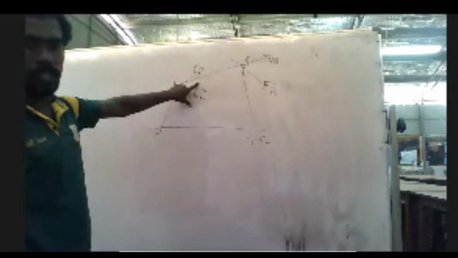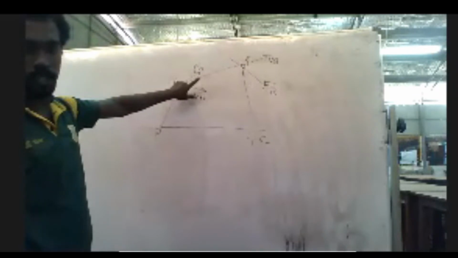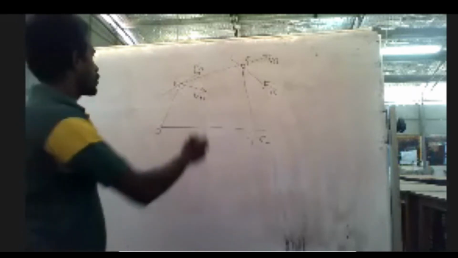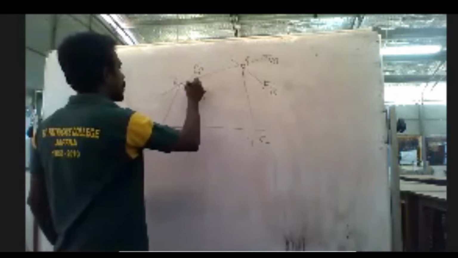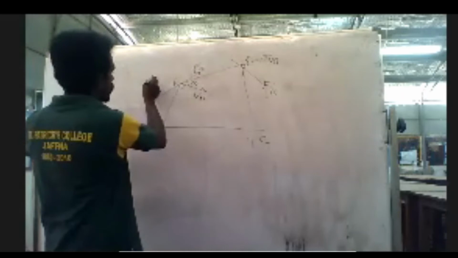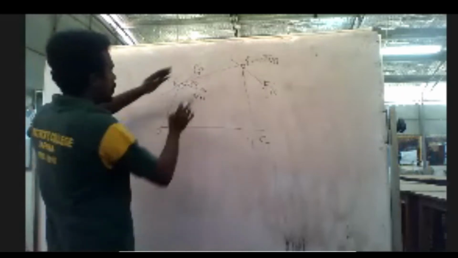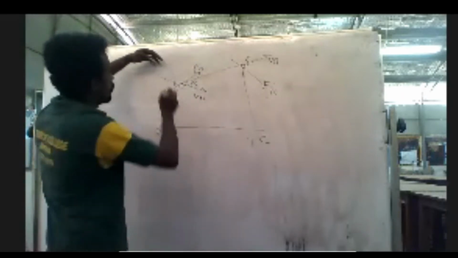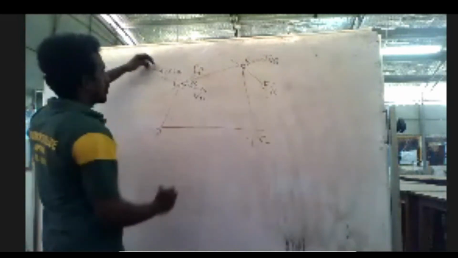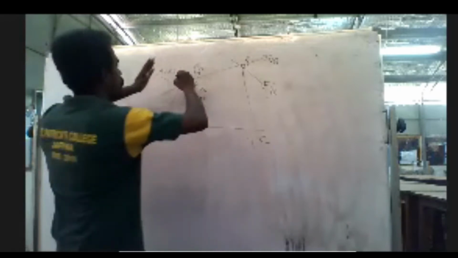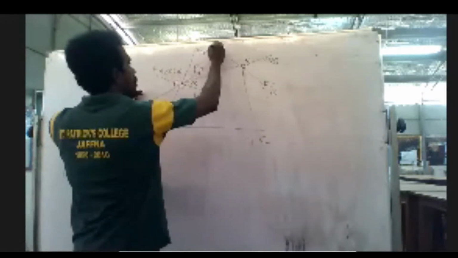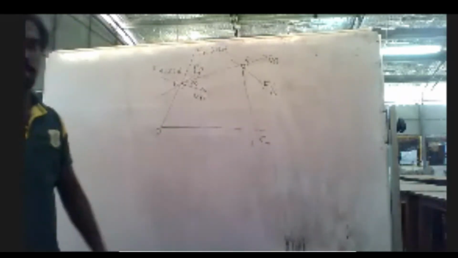So when considering the forces acting in such a way, we need to go for the components of these. If I consider this angle as alpha, the force component which is acting this way is Fa cos alpha. And the component which is acting this way is Fa sin alpha.